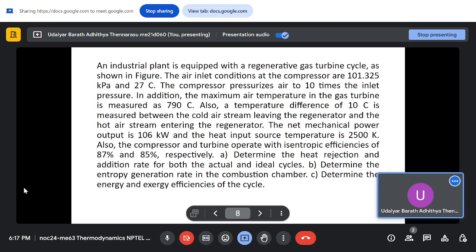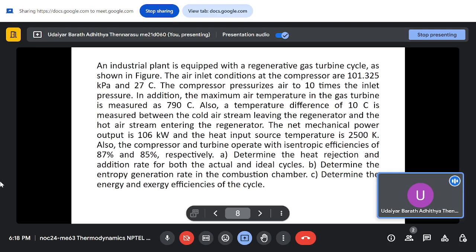Celsius. So you are telling the maximum air temperature in the gas turbine, which will be your inlet, because in the turbine there will be expansion, pressure and temperature will drop. So your maximum temperature will occur only at the inlet of the turbine. So the inlet to the turbine temperature is given as 790 degrees Celsius, or this is the maximum temperature which you will get after the heat addition. So that is 790 degrees Celsius.